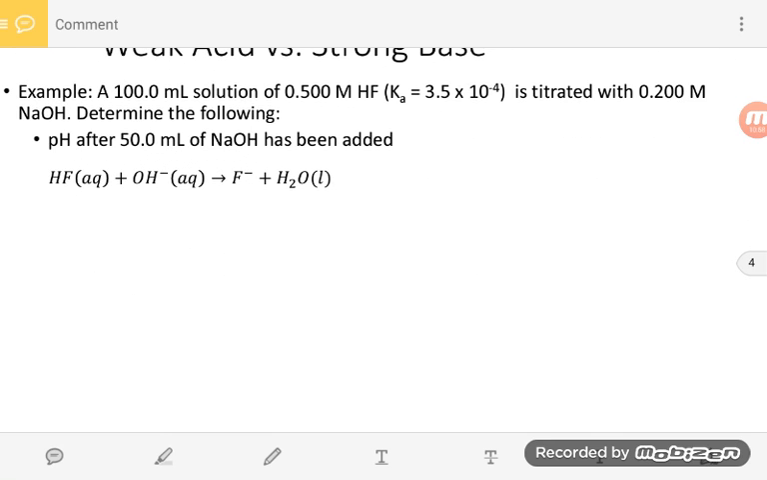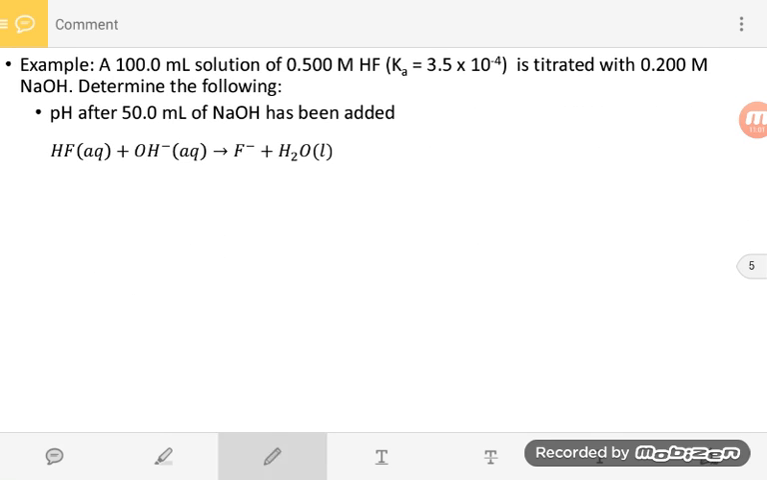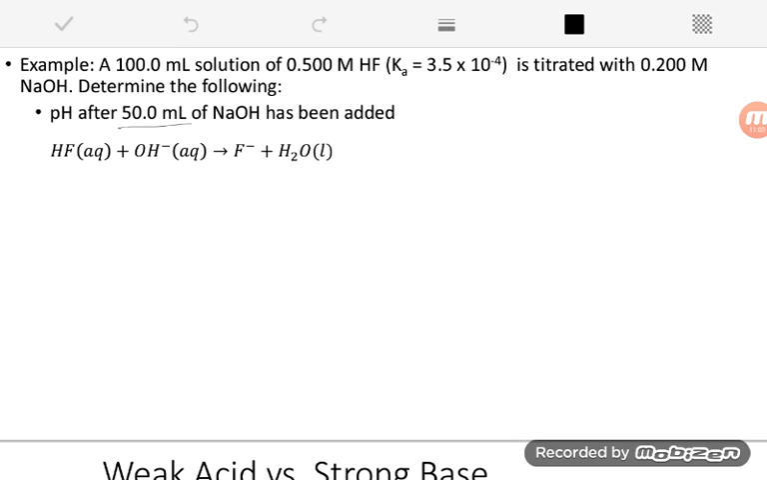So now let's start adding some stuff. 100 milliliter solution. Now I'm adding 50 mils of sodium hydroxide. Keyword added. Whenever I add, I'm going to make my BARF table. That's a B up there. I can cross out my water because it's a liquid, just like in my ICE table. So now I have to fill in what I start with.